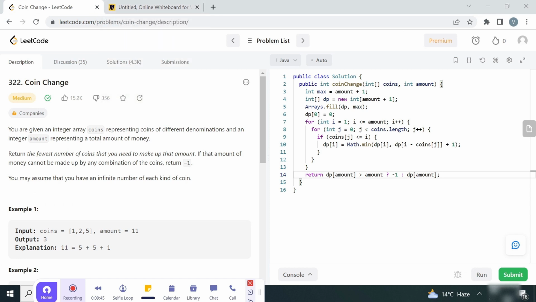So let's talk about the time complexity of this. We are running two for loops, one over the amount and one over the coins. So for each amount, it will be iterating over coins. So it's simply big O of amount cross coins.